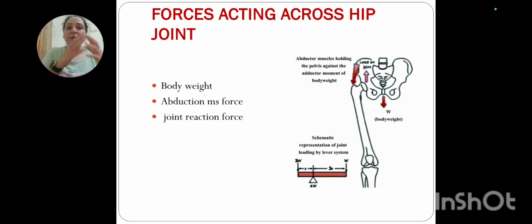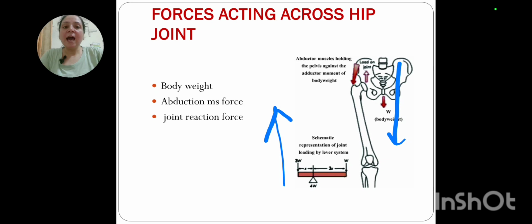So if we understand it well, we can prescribe the exercises also very well. For this, we need to understand the forces acting across the hip joint. The forces acting around the hip joint are only three. This is the body weight which is acting downwards, then there is a ground reaction force acting upwards, and there is an abduction force. Can you see the abduction force? This is the abduction force, and the abductor group of muscles are acting.